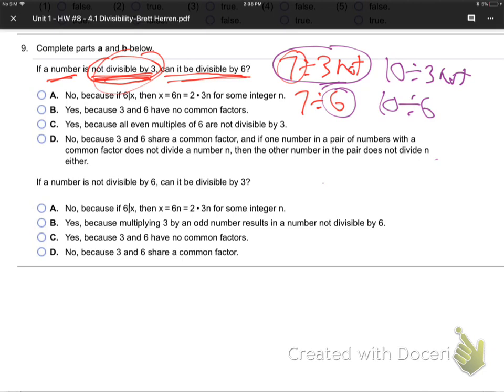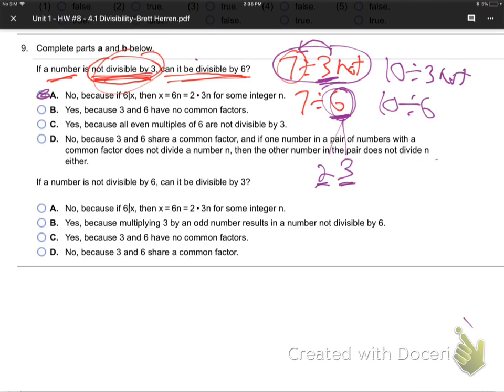No, it can't be. Because if 3 doesn't go in, how could 6? Because what's in a 6? 3's in there. He's made out of 2 times 3, isn't he? Remember, always think about primes. So if 3 can't go into something evenly, how could 6? He's made out of a 3. So can it be divisible by 6? No, it cannot.